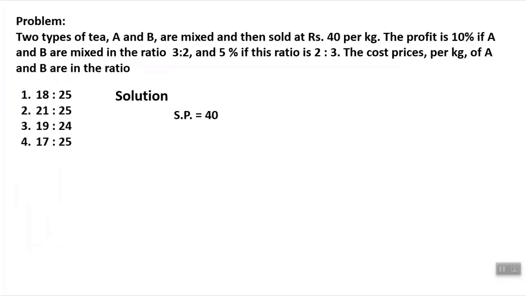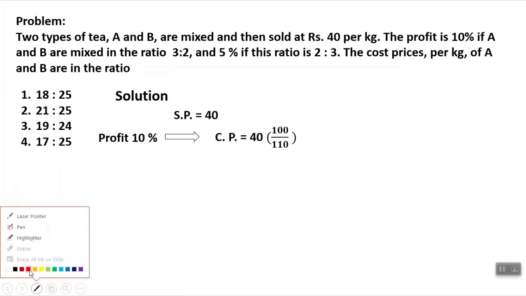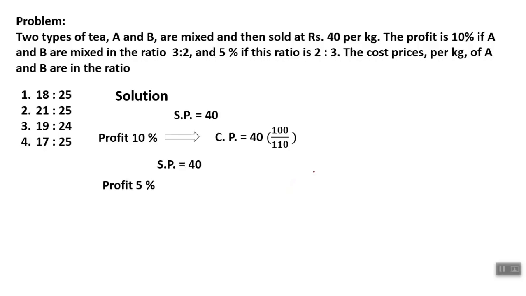If the selling price is 40 and profit is 10%, then we know how to work out the cost price: 40 times 100 divided by 110. Please do not calculate this number. They really haven't asked what is the cost price of A or of any of the mixtures. So let us leave it at that. In the second case, the profit is only 5%, and so the cost price of the second mixture is 40 times 100 divided by 105.